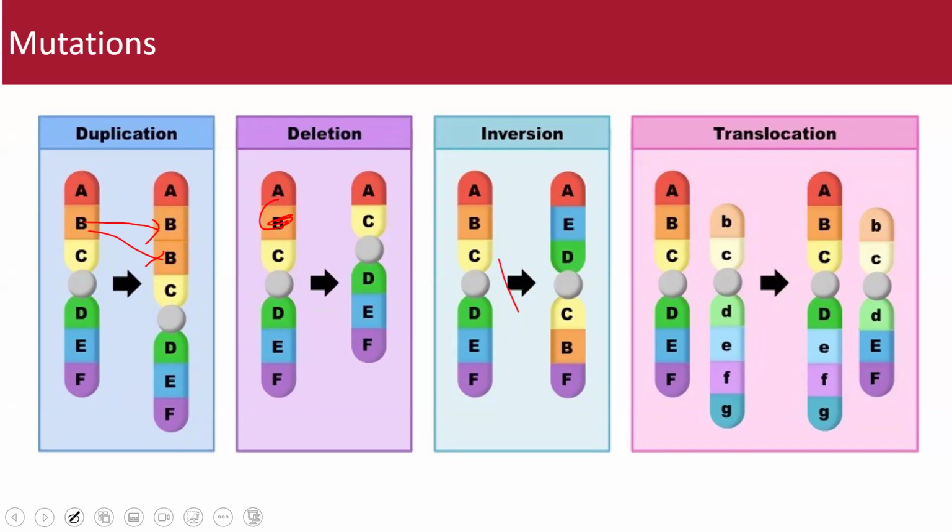Inversion, everything kind of swaps. And you've got to think that every single time one of these happens, it creates a different protein, right, to then make either a good thing happen or a bad thing happen. And translocation is where we've got that capital E has gone over to that side there. So the 4 main groups of mutations: duplication, deletion, inversion, translocation.